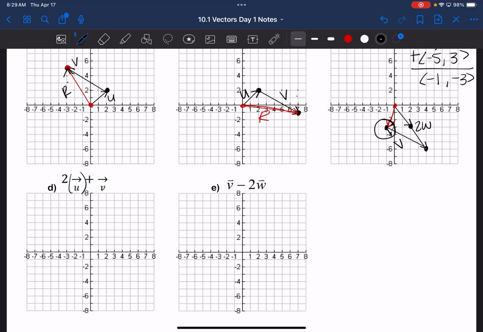Subtract, we're going in the opposite direction. So on part E, keep that in mind. Whenever you subtract 2w, go the opposite direction of what it says.